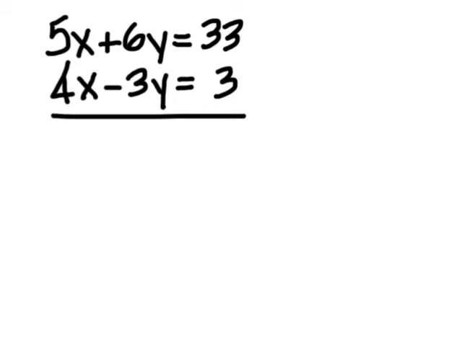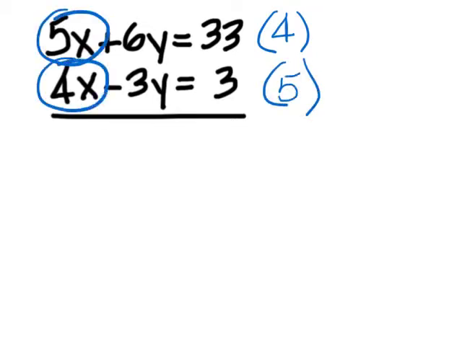Practice problem: 5x plus 6y equals 33, and 4x minus 3y equals 3. Solve the system of equations. Solution for the practice problem. The least common multiple between 5 and 4 is 20. So I'm multiplying this top one by 4 and the bottom one by 5.